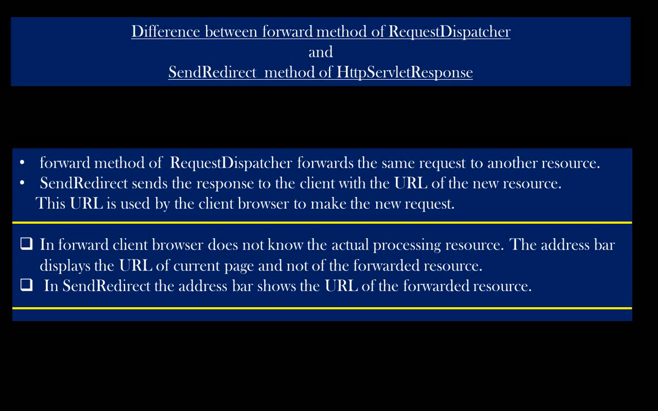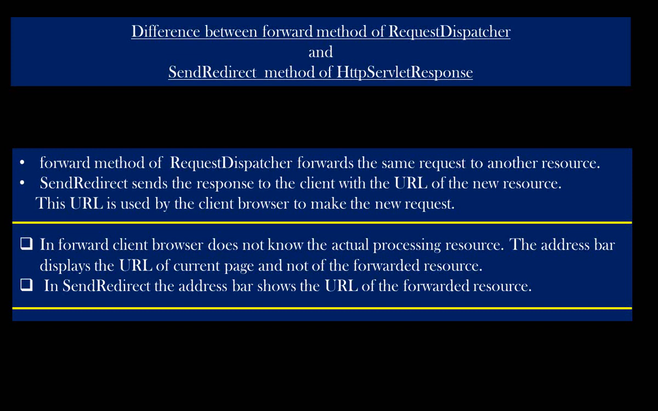So in forward, the client browser does not know the actual processing resource. Why? Because the forward method takes place on the server side only. The control is transferred from one resource to another, and this is known only to the server, and this information is not given to the client. That is why the address bar will display the URL of the current page and not of the forwarded resource, right? Because the browser does not know about the target URL where the control is being sent.